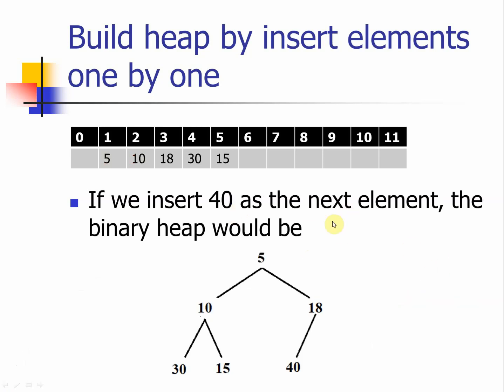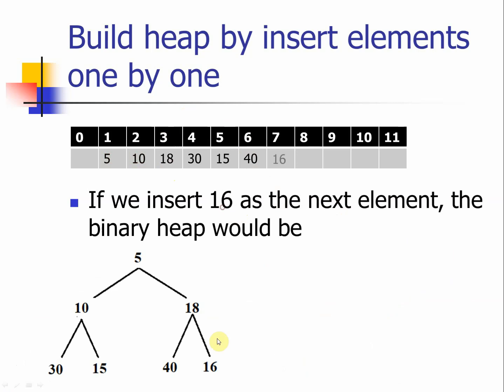If we're going to insert the next value as 40, 40 will be put into the next spot, compare with the parent. 6 divided by 2 equals 3. So you compare with the value of 18, realizing you don't need to swap at all. So that's the right place.